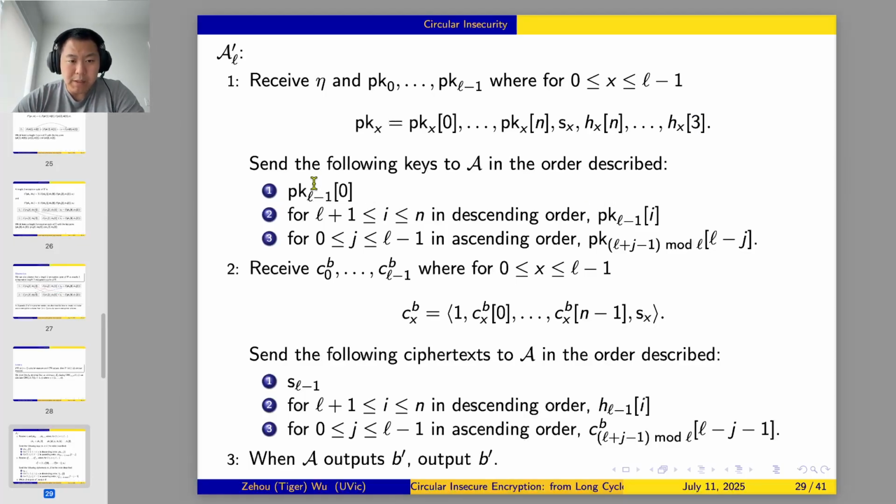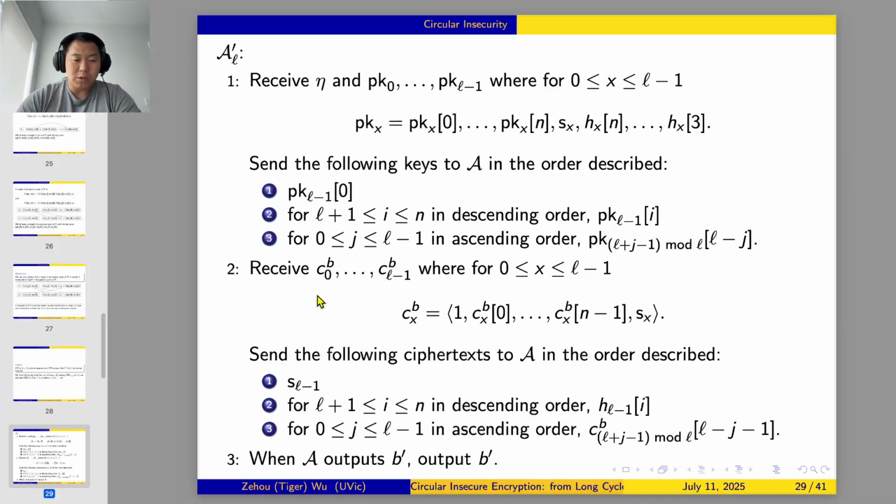And then from these, it sends specific parts of these keys. It would send PKL-10 for i larger or equal to L+1, less or equal to N, in descending order, PKL-1i. And then for j larger or equal to 0, less or equal to L-1, it sends in ascending order PK(L+j-1 mod L), L minus j.